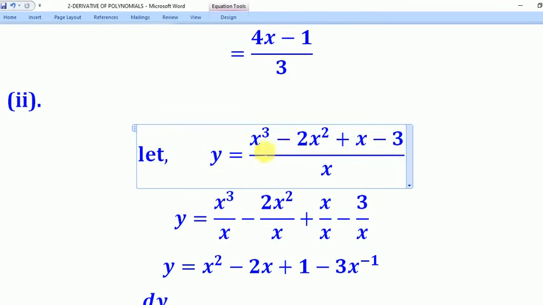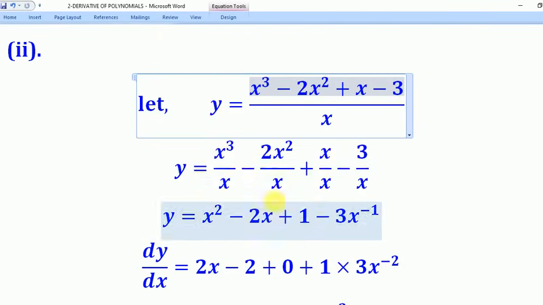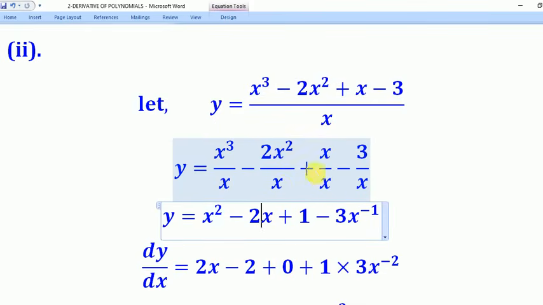Roman 2, we are given this expression, so we shall still do the same. We have to split the numerator, so it will be this over that to give you this, this over this to give you that, this over this to give you that, and this over this to give you that. After that, you shall apply the rules of indices. This over this will give you x squared, this over that will give you 2x, this will give you 1, and this will give you 3x power negative 1.